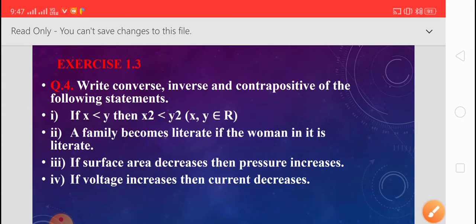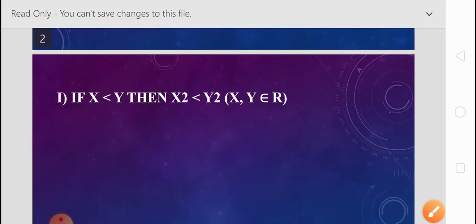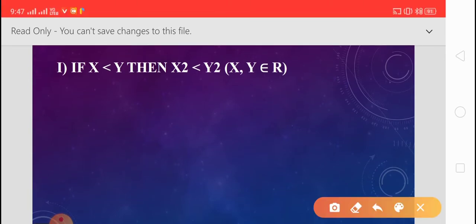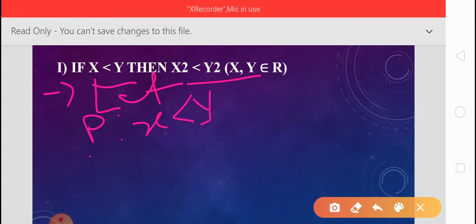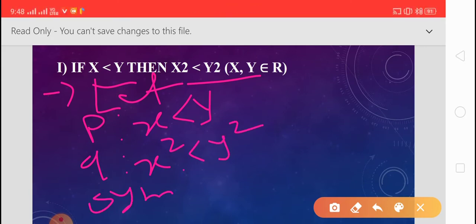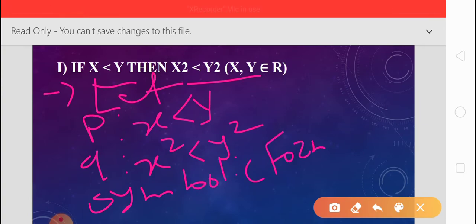For this, firstly write the simple statements which are given in the compound statement. So start your answer with simple statements. Let p be the statement x less than y, and q be the statement x square less than y square. Now what is the symbolic form? The symbolic form of this given compound statement is an implication, p implies q.